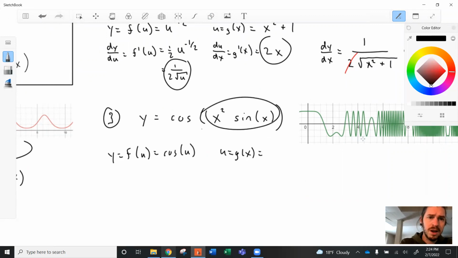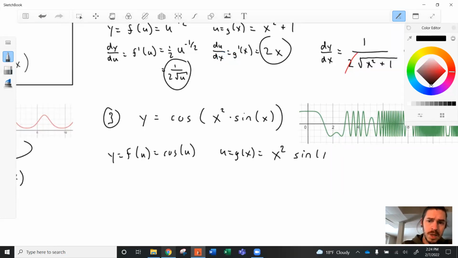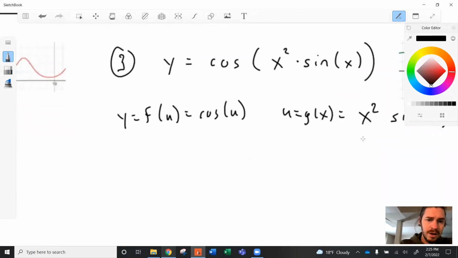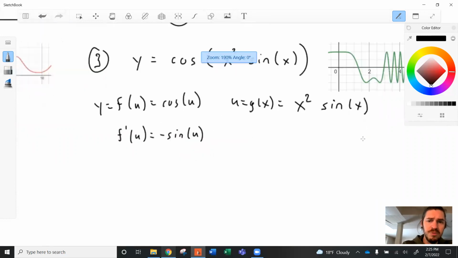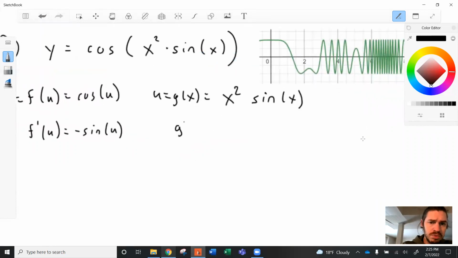It's this entire product, right? It's x squared times sine of x. So that derivative is going to be a little bit more complicated. That's okay. We can handle complications. So here, starting with the outer derivative, f prime of u, this will be negative sine of u. We've encountered that cosine derivative before. And now g prime of x is going to be something we need to find using the product rule.